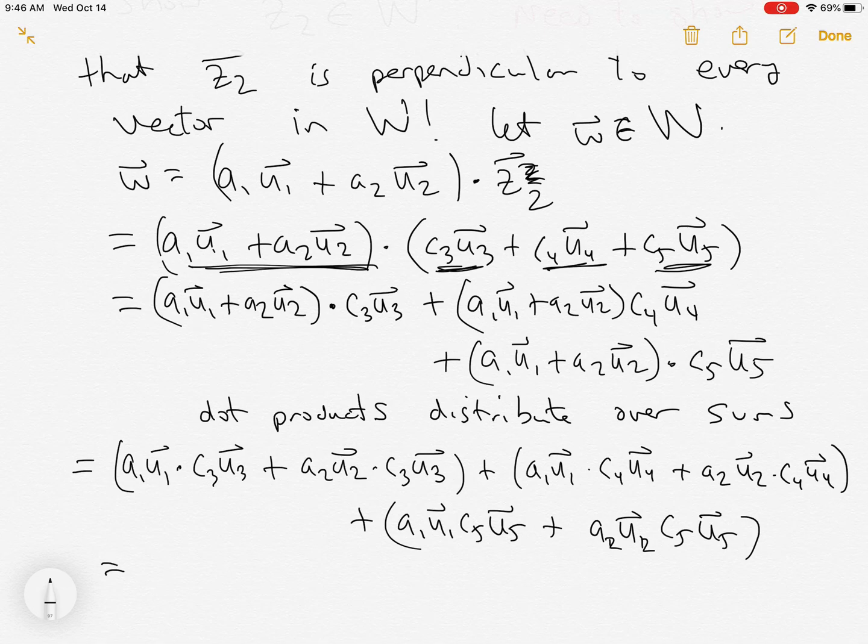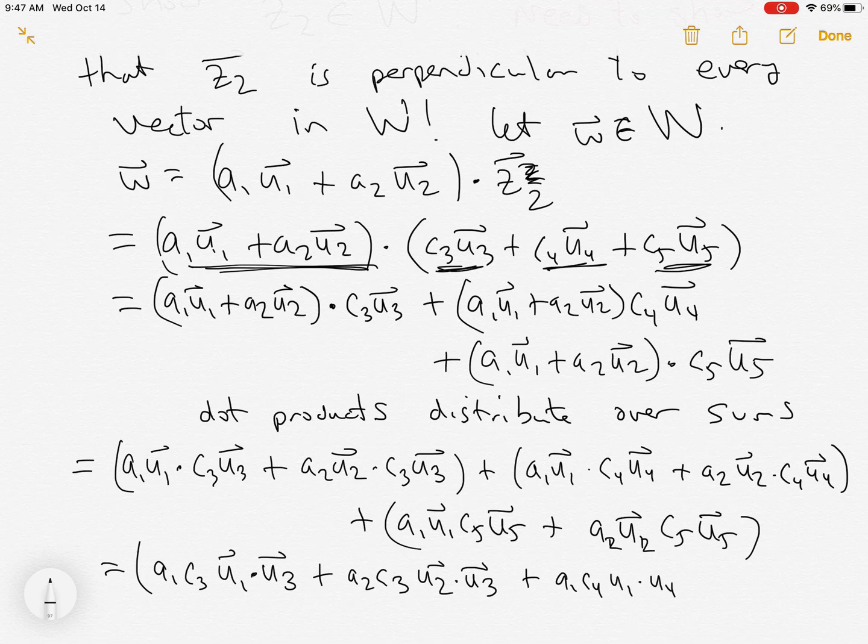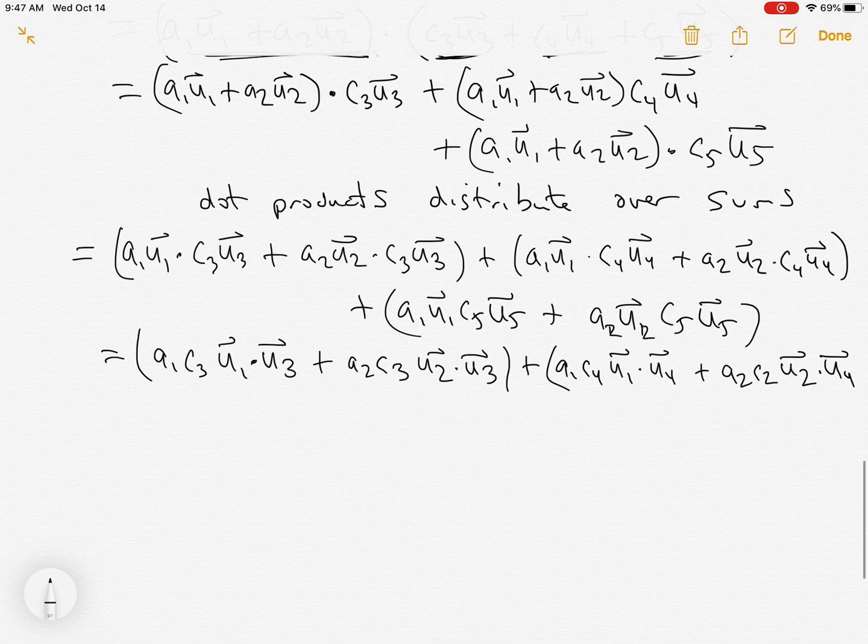All right, so constants also commute. So now we have A1, C3, U1 dotted with U3, plus A2, C3, U2 dotted with U3, plus A1, C4, U1 dotted with U4, plus A2, C4, U2 dotted with U4, plus A1, C5, U1 dotted with U5, plus A2, C5, U2 dotted with U5. Okay.